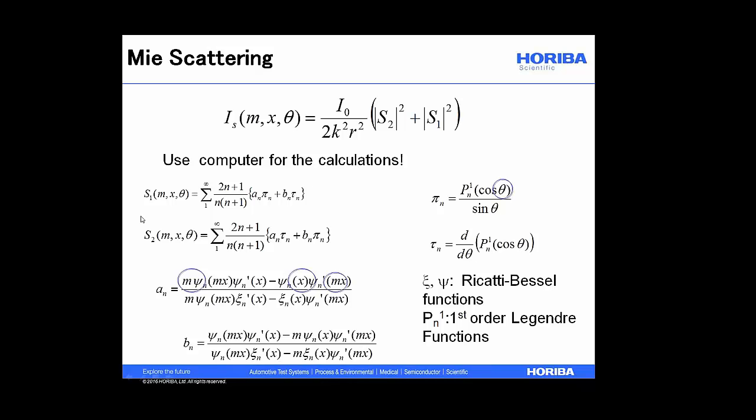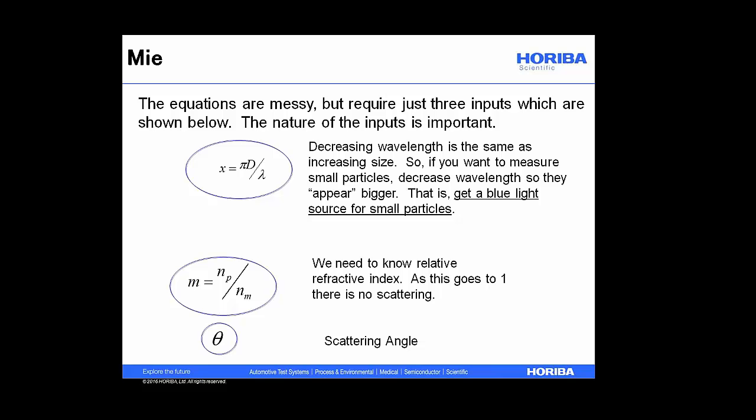These are fairly difficult numerical problems. There is still some active work on the best way to approach them, generally around how to calculate them quickly. So the equations are messy, but we only need three inputs. X, which is pi d over lambda, and you remember that from Fraunhofer. What that tells me is if I want to look at small particles, if d goes down, and I can bring lambda down at the same time, I could do pretty well at making a good measurement. That tells us why we have a blue light in the LA-960.